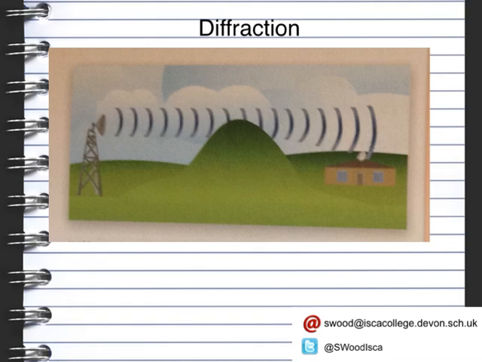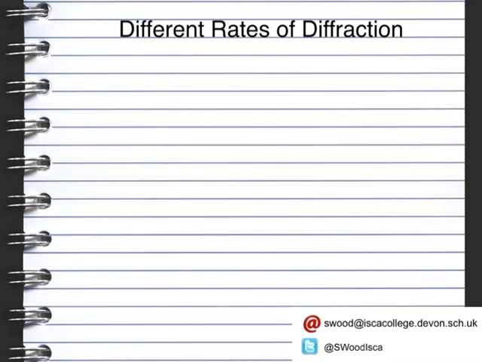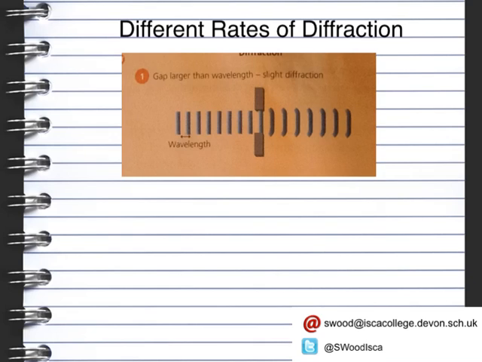Now, the amount of diffraction can change on the size of the gap, if you like, that it's got to pass through. So what we'll have a look at next is how we get those different rates of diffraction. The first one we'll look at is where we get a large gap compared to the length of the wave. Here we've got a large gap which is bigger than the actual wavelength itself. So the length between there and there is smaller than this gap here, which means that the wave is only slightly diffracted here.